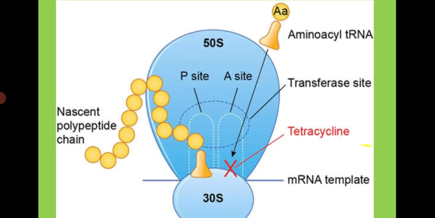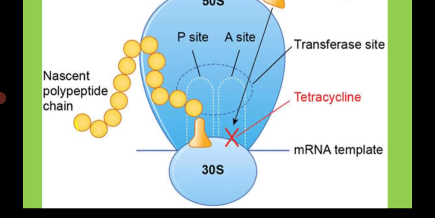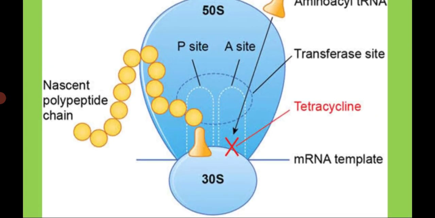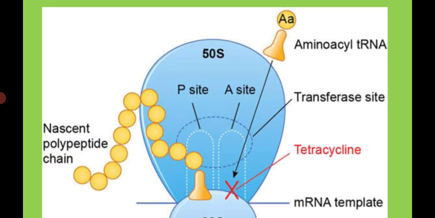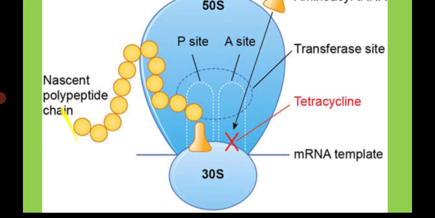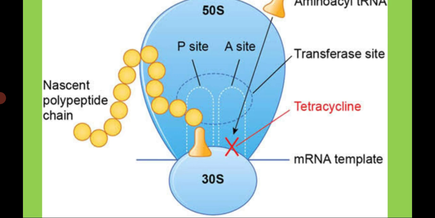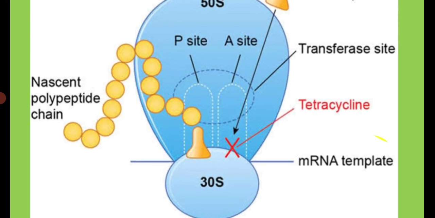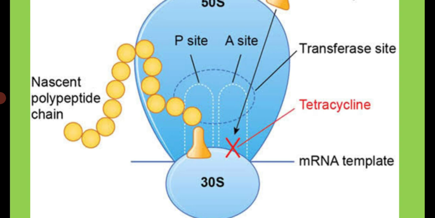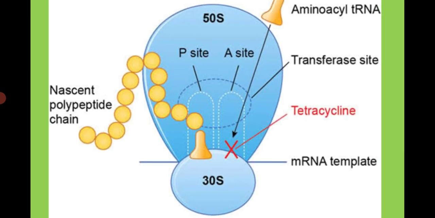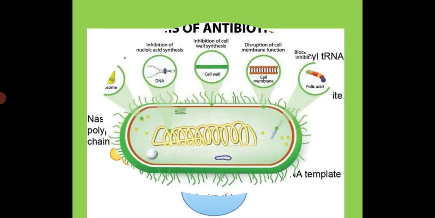This is the activity of tetracycline. Tetracycline binds with the 30S subunit of the ribosome. It hinders the binding of aminoacyl tRNA to the A site, that is the acceptor site, and hence it blocks further protein synthesis, and due to no protein formation, the target organism gets killed. This is the activity of tetracycline.